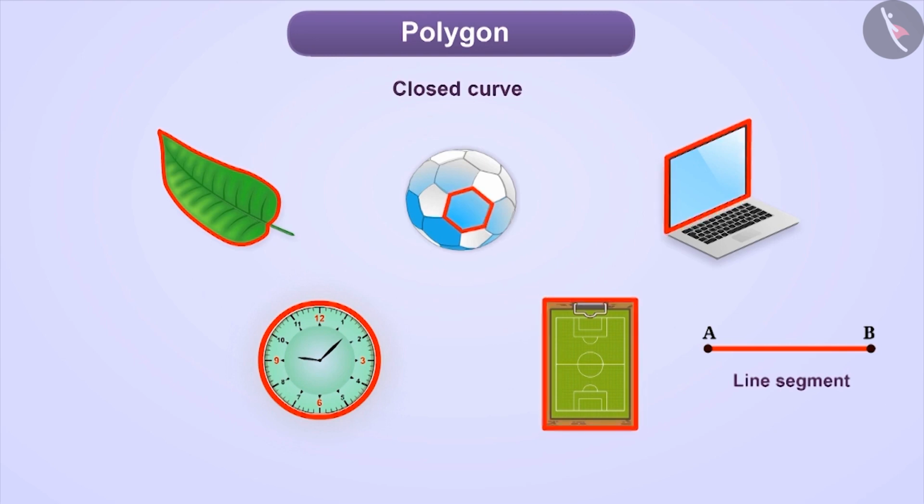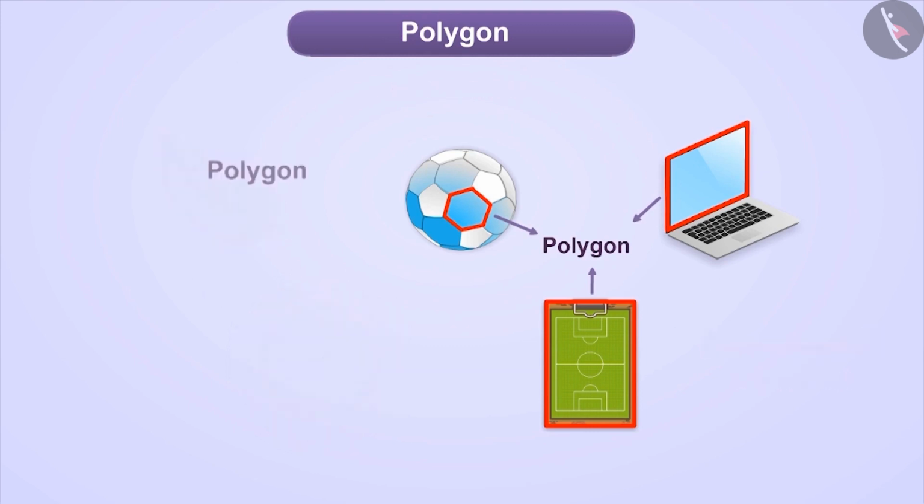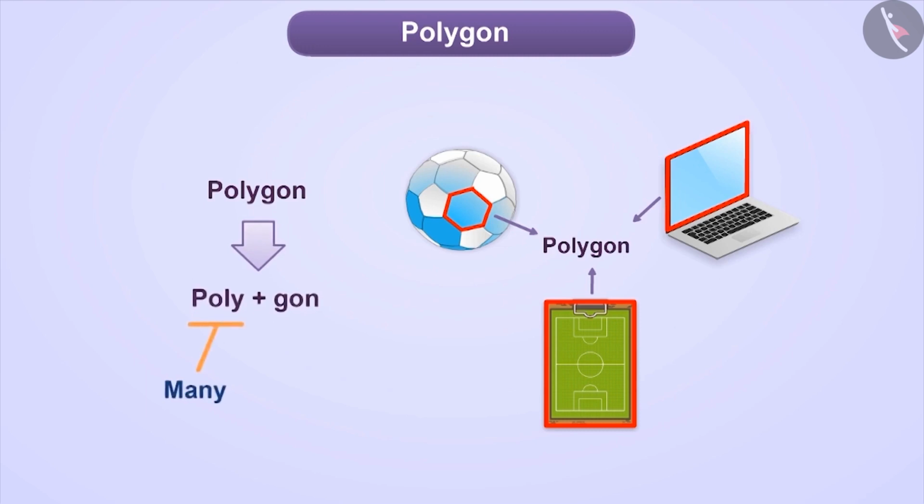We call figures made of line segments as polygons. If we break the word polygon, we get two words, poly and gon. Poly means many and gon means sides or angles, which means a figure that has many sides is called a polygon.